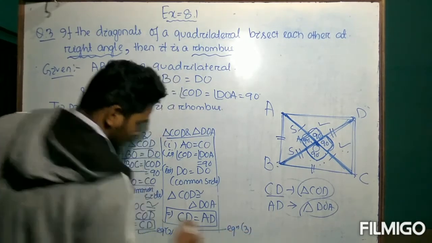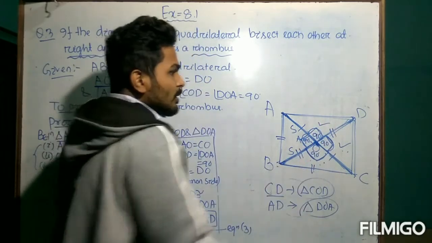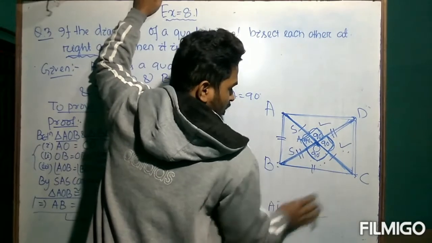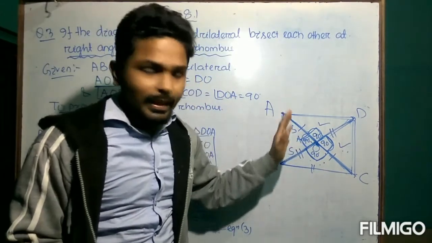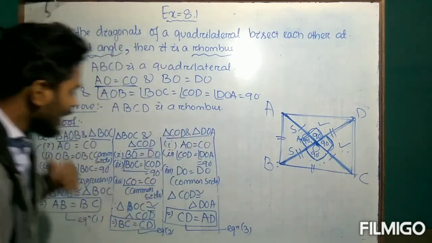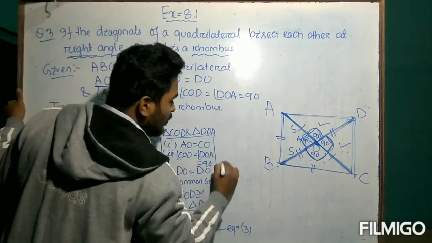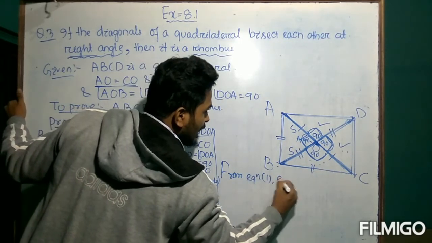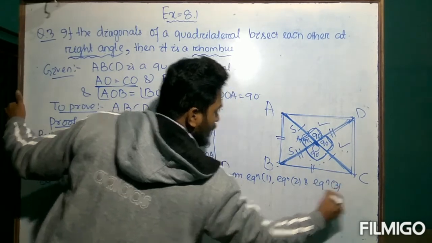So we have proved that these two triangles are congruent, so this side is equal to this. Now we do not need to consider these two triangles again. Only these three cases we have to take. So from equation 1, equation 2 and equation 3, what have we found?